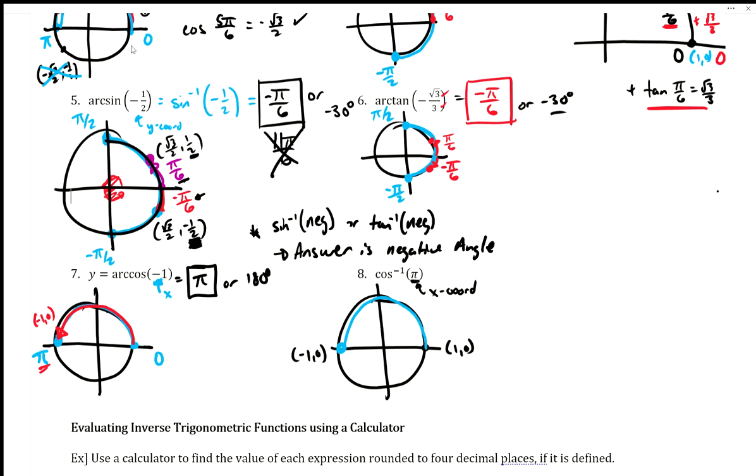While pi, remember, pi is about 3.14. Pi is bigger than 1. So that means it's somewhere over here, I guess, or somewhere. It's not on the unit circle. So that x-coordinate is not on the unit circle. So sometimes you can get undefined in these problems. So this is undefined.